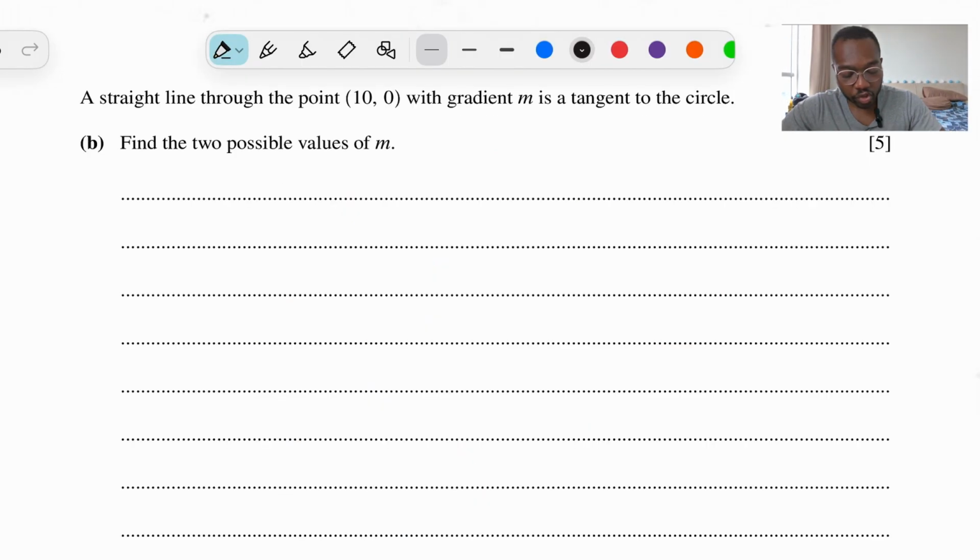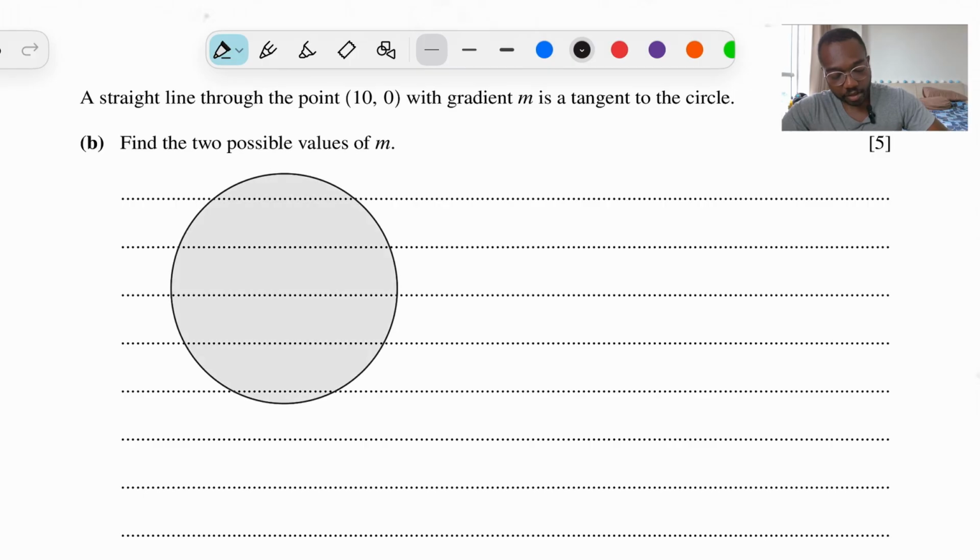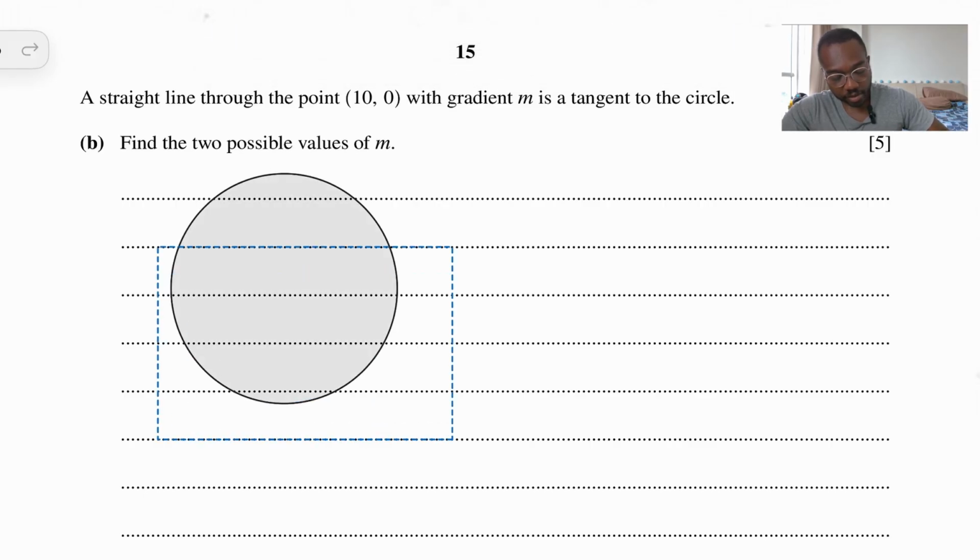So for this question, we have a straight line through the point 10, 0 with gradient m is a tangent to the circle. Find the 2 possible values of m. So for this question, what are they asking about? So if I draw my circle here, okay, let's just move it down a bit.